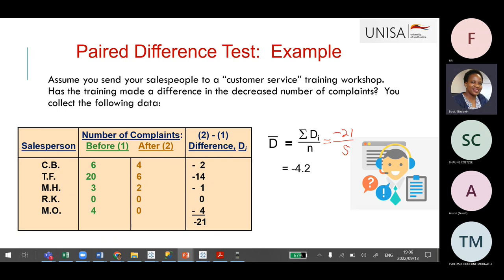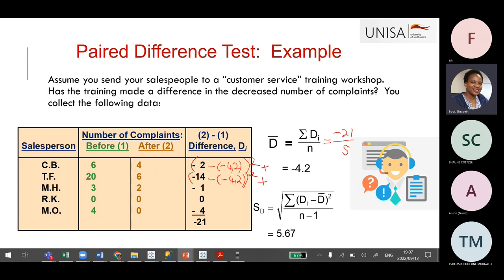That is the mean. Calculating the standard deviation, we're going to take the sum of the differences squared, or the difference between the mean and each difference. So you're going to say minus 2 minus minus 4.2, and the answer, you're going to square that. Plus minus 14 minus minus 4.2, because our minus 4.2 is our mean, squared. Plus, you repeat all of them and divide by n minus 1. Our n is 5.